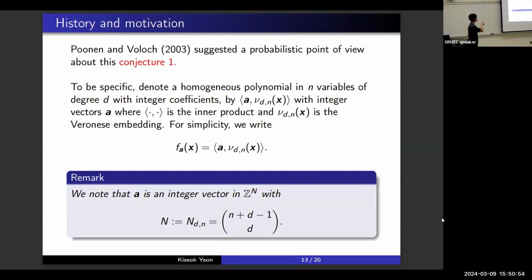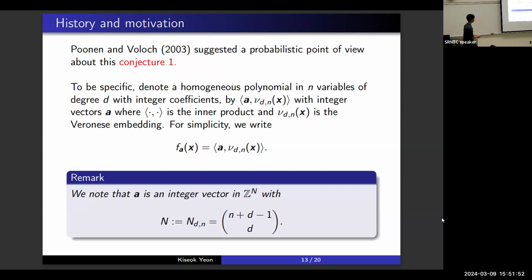So Poonen and Voloch in 2003 suggested a probabilistic point of view about this conjecture 1. To describe this, we are going to write a homogeneous polynomial in n variables of degree d with integer coefficients as an inner product of an integer coefficient vector and a monomial vector. For example, a binary cubic form is just the inner product of 1, 2, 3, 4 and x cubed, x squared y, x y squared, y cubed. This order is just lexicographical ordering.